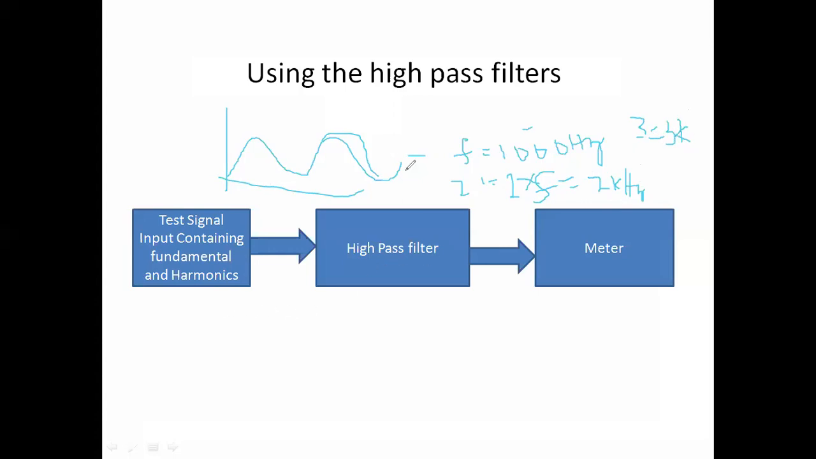So the frequency is increasing. It means the time period is decreasing. Assume this is the second harmonic with a frequency of 2k, and the third harmonic with a frequency of 3k. So frequency increasing means the time period is decreasing.